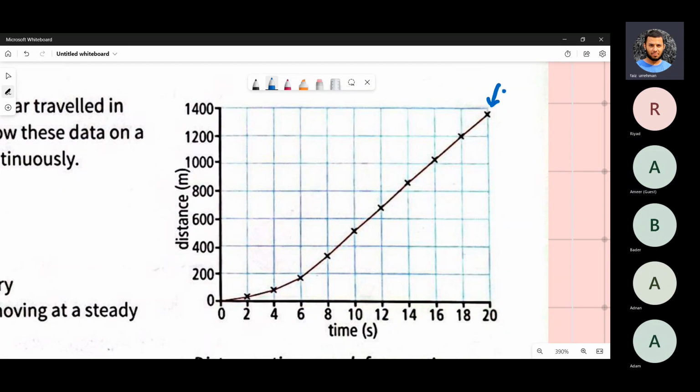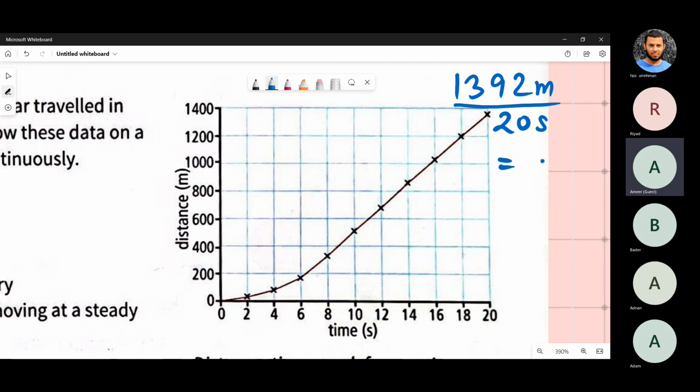This is not 1,400. It will be 1,390. 1,392. See, he's giving such a precise answer. 1,392 meters. I will go with Badar's answer, 1,392. And what is the time taken? 20 seconds. Now use a calculator and tell me the average speed. 69.6 meters per second.